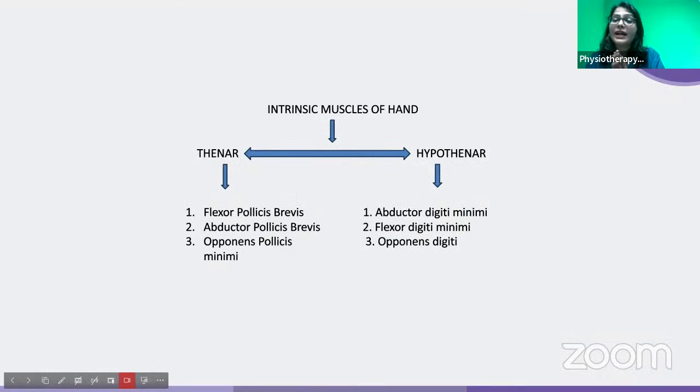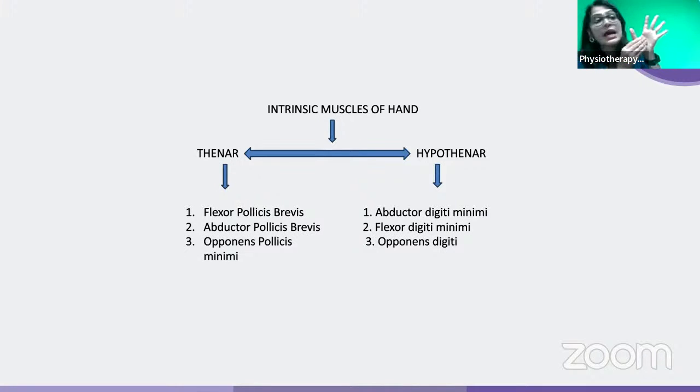Intrinsic muscles of the hand are divided into thenar muscles and hypothenar muscles. Thenar muscles are these muscles. Hypothenar muscles are these muscles which have the insertion on the digiti minimi, or I can say the little finger. Thenar has the origin and insertion over here, that is your thumb or pollicis.